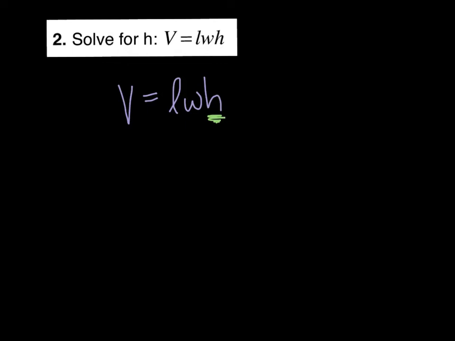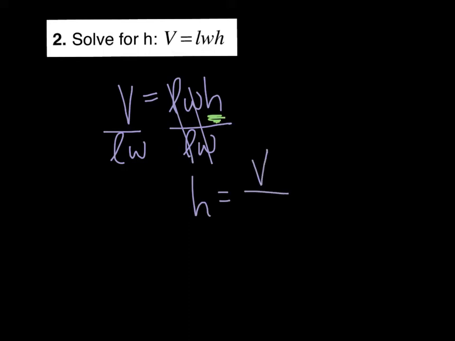Alright, so I have L times W times H. I want to divide off what was multiplied by h. So I want to divide off L and W. And that's going to leave the h by itself. So h equals, again, my symmetric property, V over LW. So if I have the volume and the length and width of a prism, I can find the height. Okay, so that's 2. Let's move on to the next one.